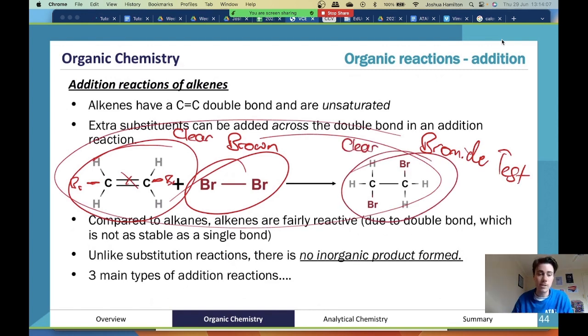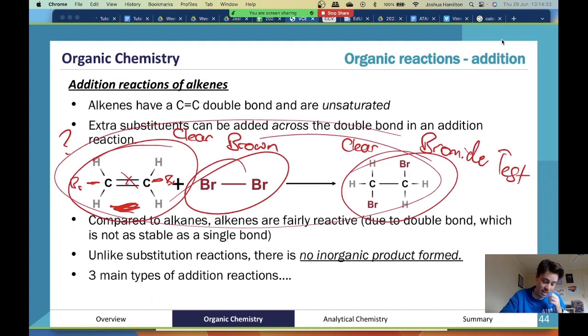So, if you have an unknown hydrocarbon, you don't know what it is. You have no idea. You've just got a solution, and you've got a solution of bromide liquid or bromine liquid. You've got a brown solution. What you do is you add this in. Now, when you add it in, it's still going to be brown. Like, sure, you're adding a clear into it, but it's still going to be brown because you've got bromines in there.